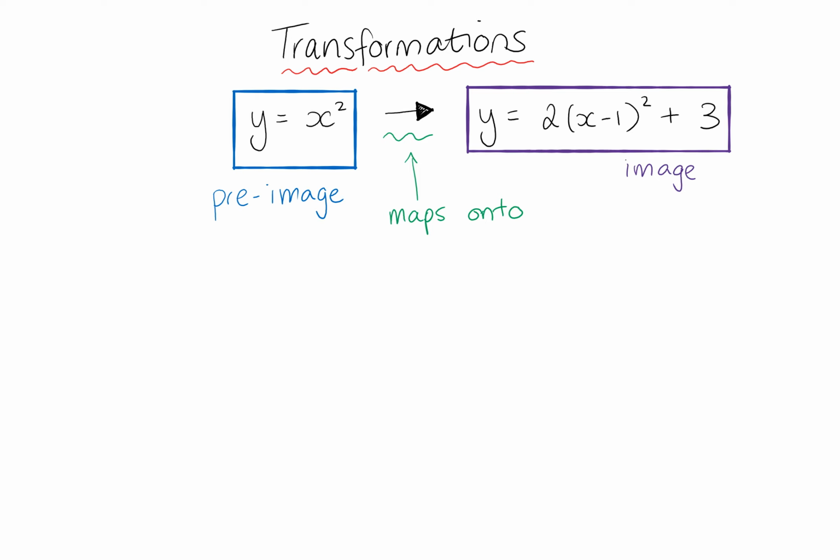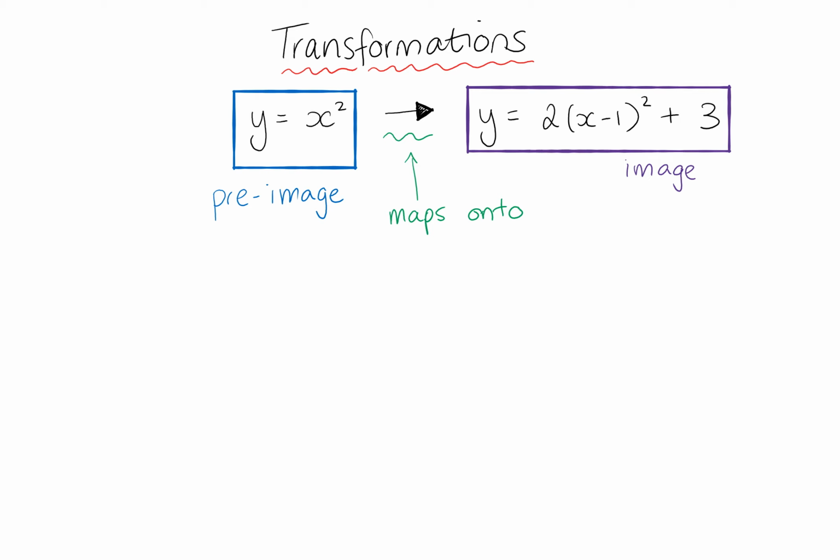So basically, when we talk about transformations, we're going to say we started with a graph. We did a whole bunch of things to it. We might have dilated it, reflected it, or translated it, and we'll remind you what all those words mean in a moment. We've done a whole bunch of things, and then it became a new graph, or it became an image. So when we're talking about a transformation, we'll often talk about the pre-image maps onto the image.